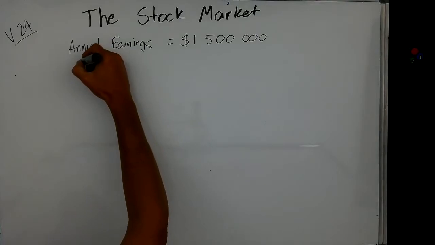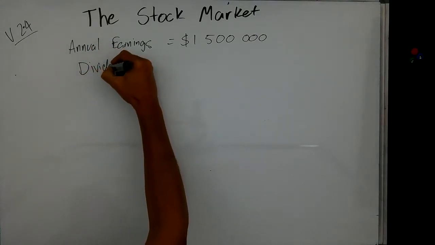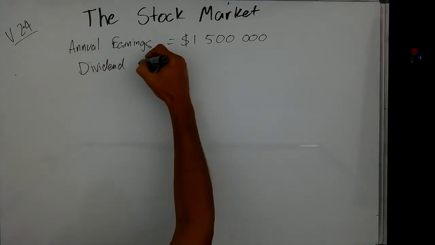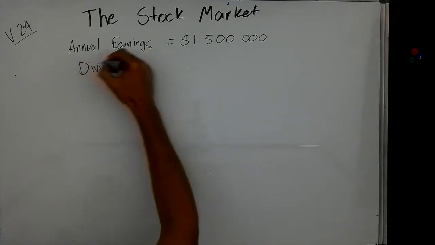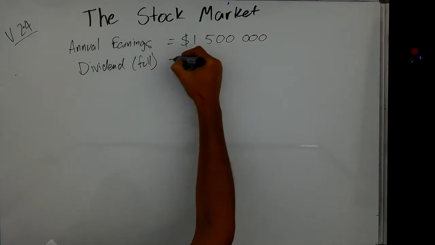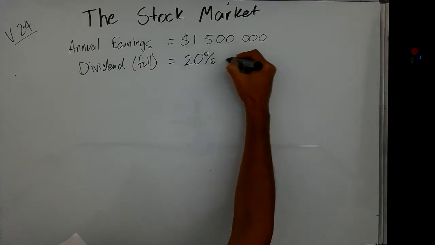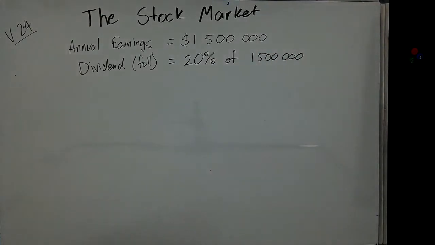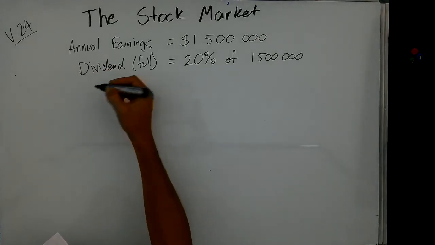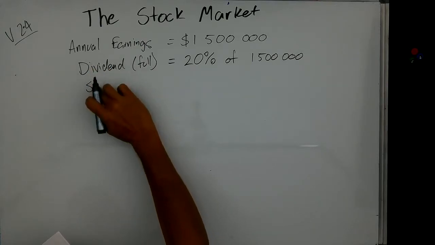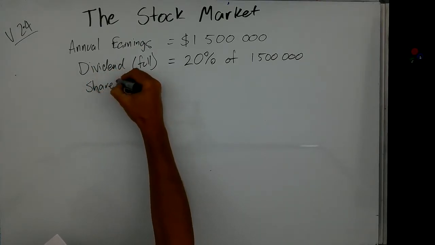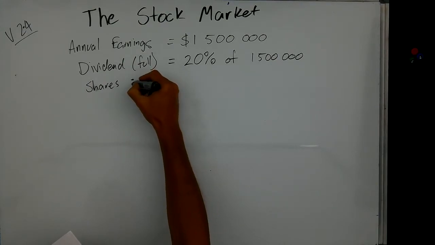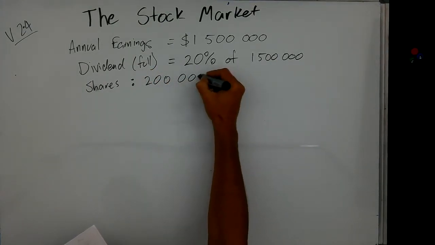It distributed 20% of this as a dividend. So the full dividend is 20% of that. It distributed the dividend to its holders of 200,000 shares. So we know how many shares there are. Shares, 200,000.